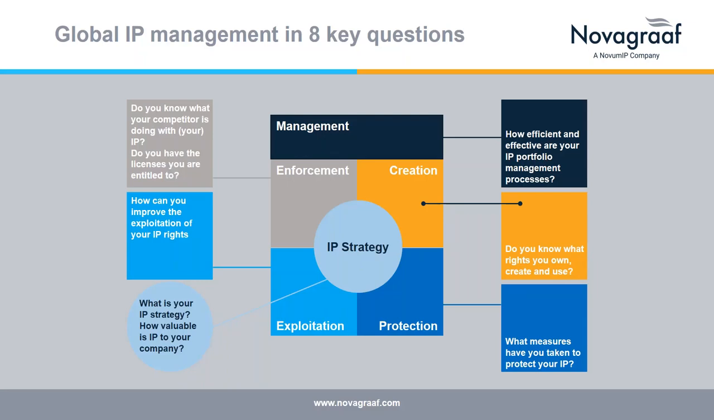Now, when you want to start drafting your IP strategy, there are 8 key questions to be asked. For starters, about the management, who is responsible for the IP in your company? That is an important question. Who is involved? Of course, also when you want to create new IP, it's important who is involved, but also do you know what rights you own, create and use?